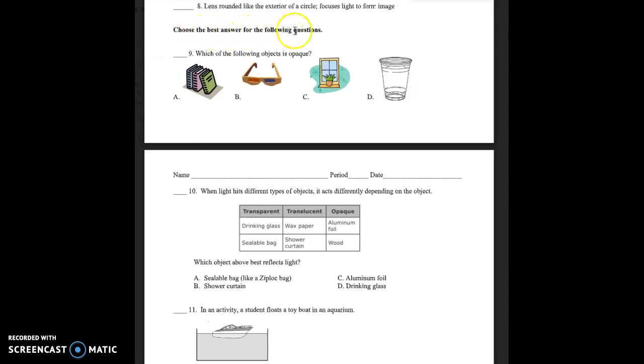Choose the best answer for the following questions. Number 9. Which of the following objects is opaque? A, B, C, or D?